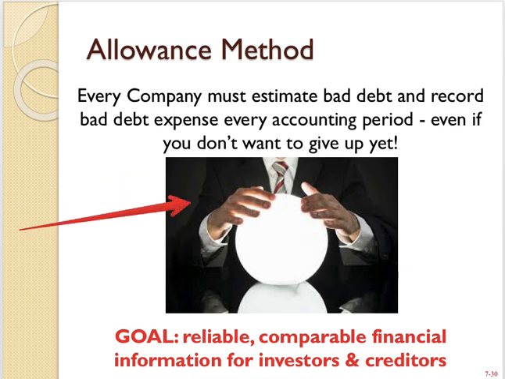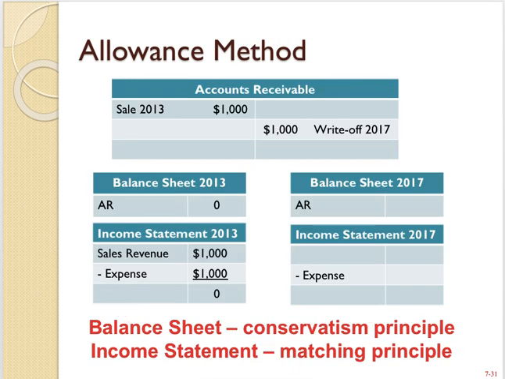And it's not an exact science. We don't know for sure. It's an estimate. That's why I've got the guy here with his crystal ball. He's looking into the future going, what hints do I have? What do I know about this customer? What do I know about how their business is doing and how they've been paying me that I can tell? I can make an estimate of if they're going to pay or not. Okay? And the goal of the allowance method, by requiring every single company to do this every single year to record the expense, regardless of their different policies for when they're going to give up or write off, is that this causes us to have more reliable, more comparable financial information for investors and creditors.